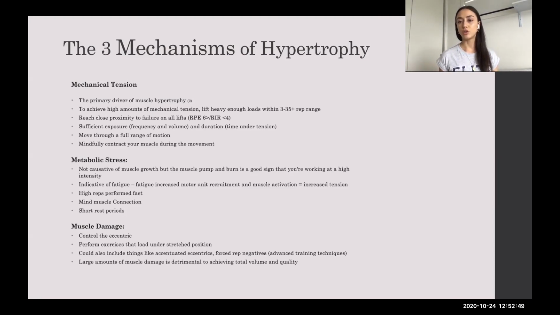I do go into further detail as to which rep range we do want to bias towards later on, but we need to make sure that we're lifting heavy enough, which is definitely a common error. I think a lot of people limit themselves in how much weight they're lifting. A great way to gauge that is with RPE. We need to make sure that we're reaching close proximity to failure on all of our lifts, so an RPE 6 plus, meaning that you've got 4 or less reps left in the tank until technical failure.